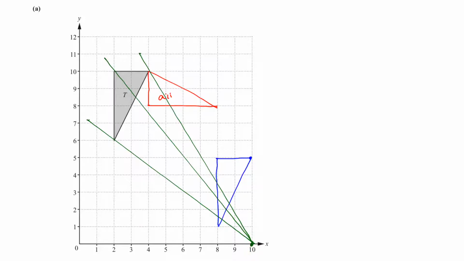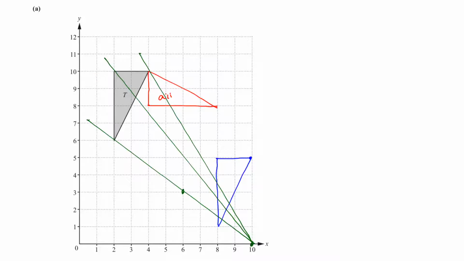Our scale factor is half. So let's find how far the vertices are from the center. Count 1 square, 1, 2, 3, 4, 5, 6, 7 and 8. 8 multiplied by our scale factor, which is half, is 4. So find 4 squares from here. 1, 2, 3, 4. This is the first one.